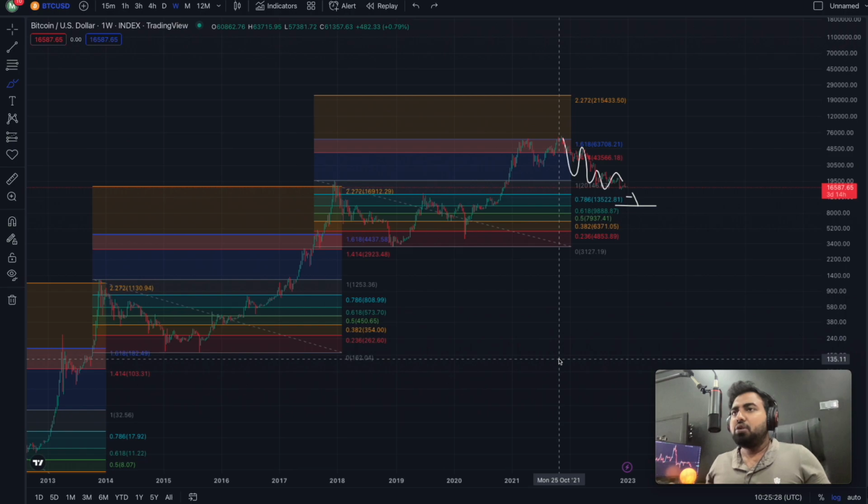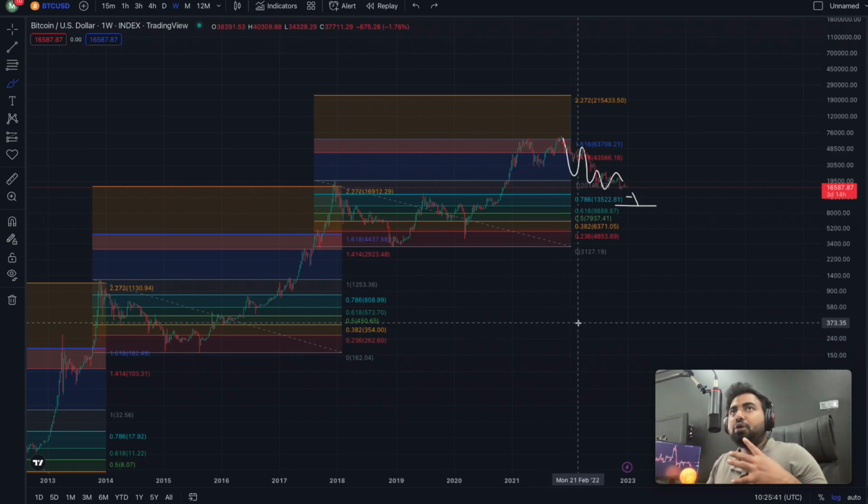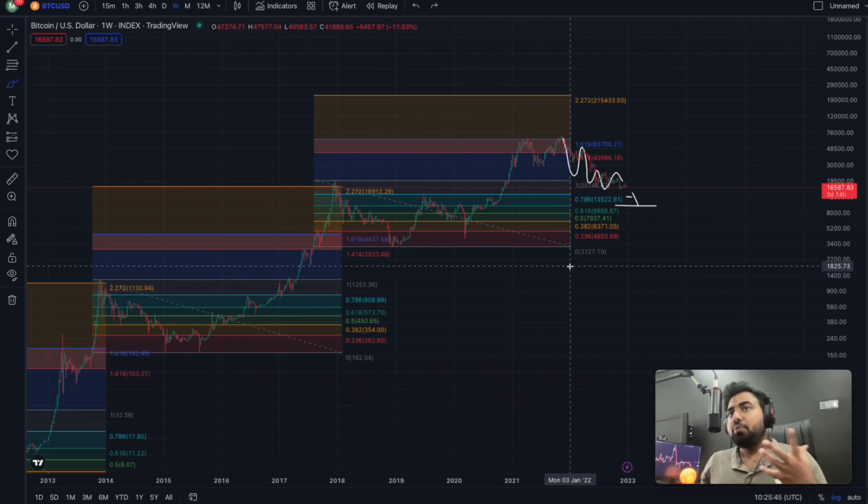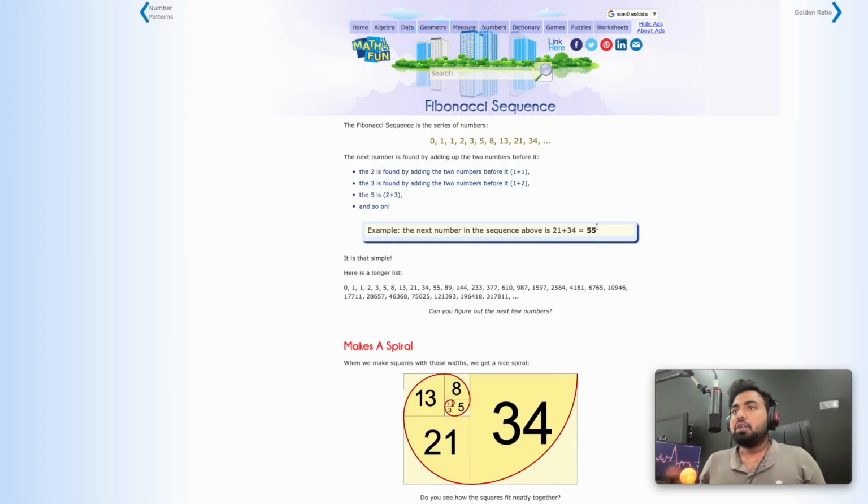I just want to tell you why we are using the Fibonacci levels. Why do we really use the Fibonacci levels? We have to understand the value of Fibonacci. So let's dive into Fibonacci first, then we can find the bottoms using this Fibonacci. Okay guys, Fibonacci. I will show you. This is a wonderful article I found.